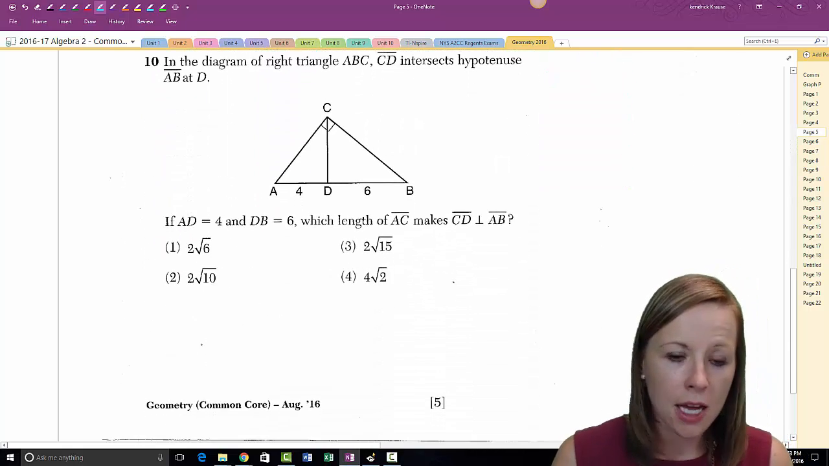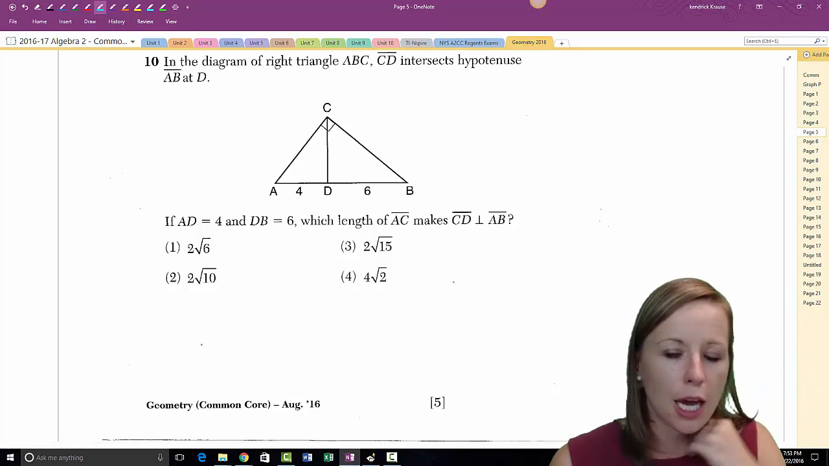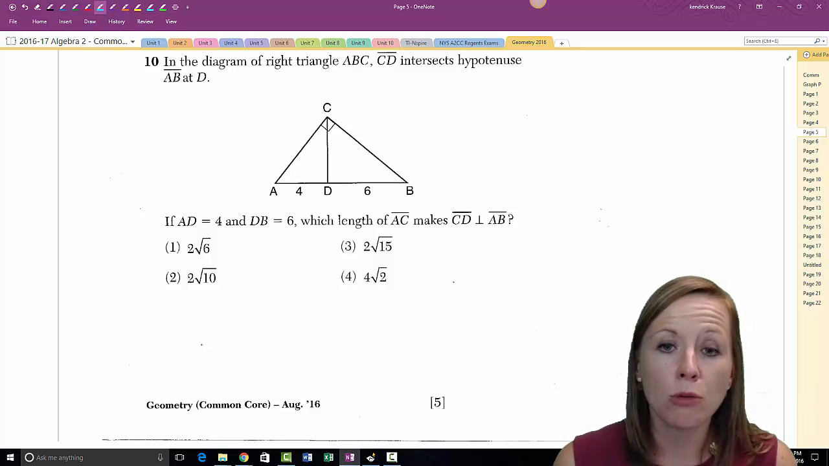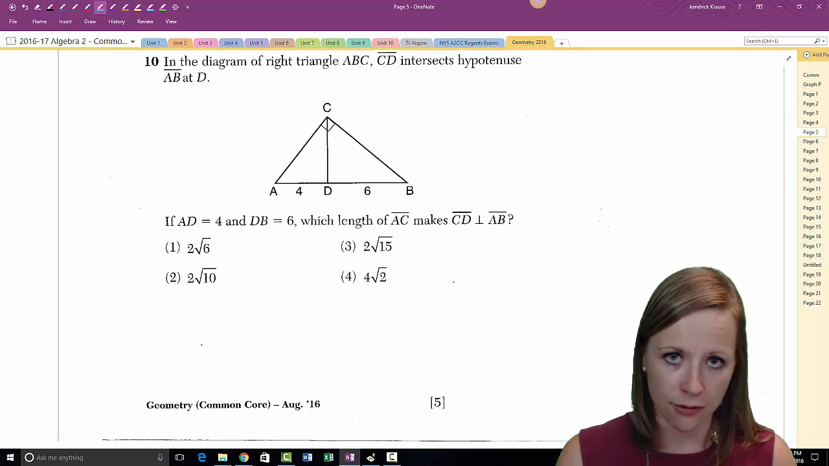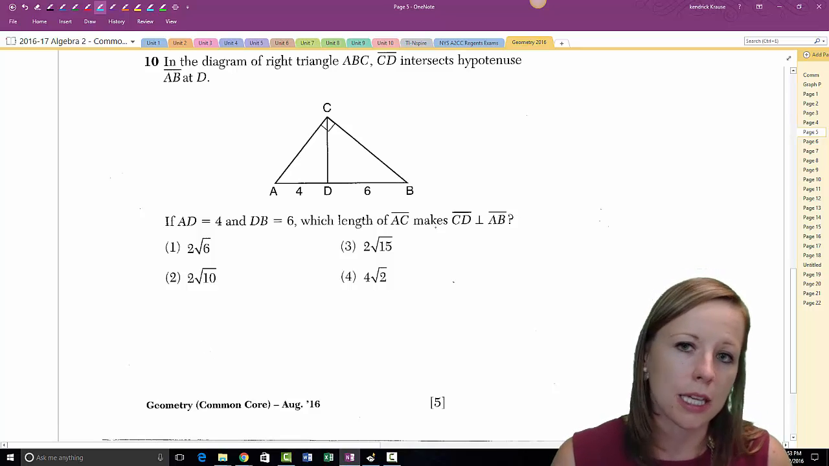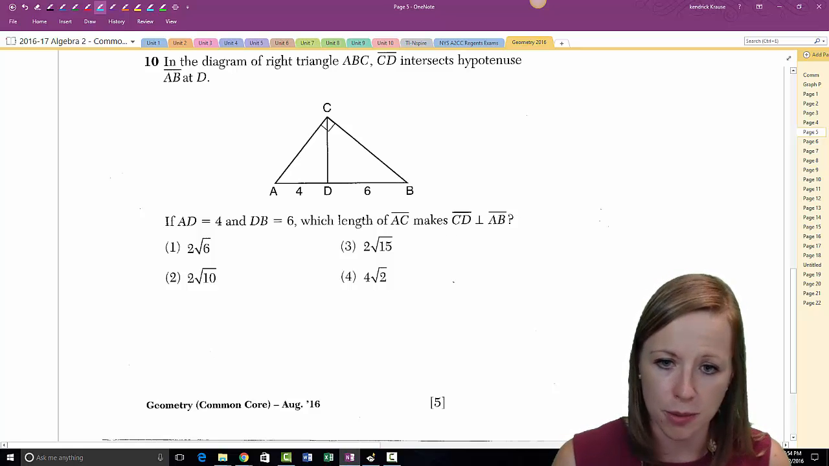Okay, so number 10, this is a classic geometry question. There's probably 100 ways to do it, or maybe 2, but I think most of you have seen this question several times. It's a picture you have to get used to. It's the right triangle that's really 3 right triangles, and so on and so forth. You have done this multiple times.